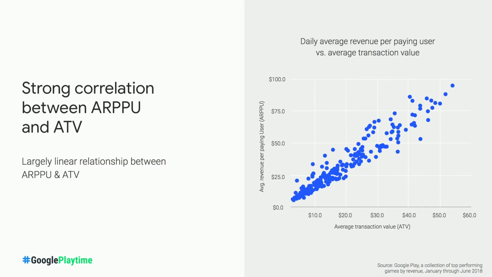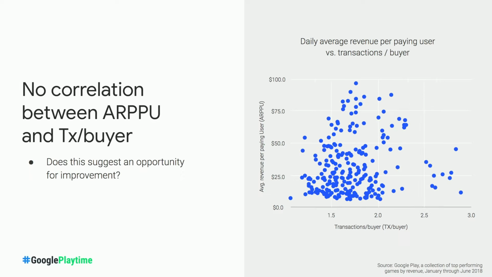If users are only making a couple of purchases, the price point of each transaction is going to have a much greater impact on the average revenue per paying user. But when we look at the correlation between average revenue per paying user and the average transactions per buyer, that clean linear relationship doesn't exist anymore.